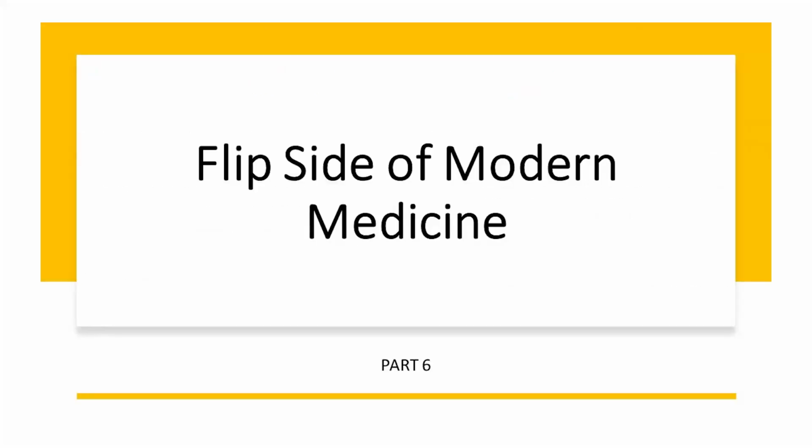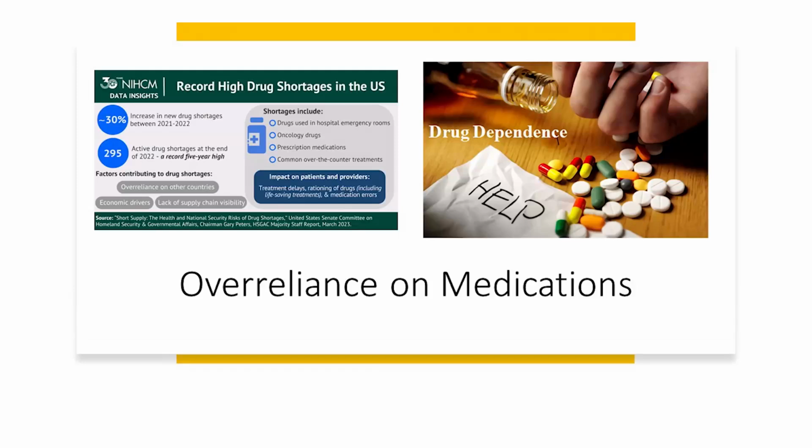The next part would be the flip side of modern medicine. Once you have heard how it positively impacts public health and how it negatively impacts human evolution, let's look at a balanced view of the flip side of modern medicine. The first flip side is over-reliance on medication.